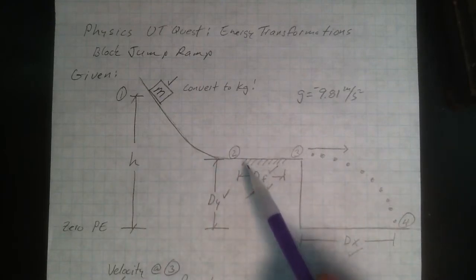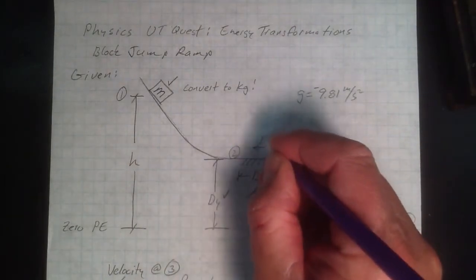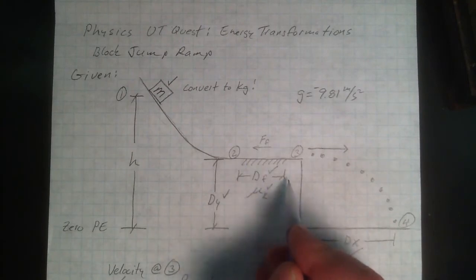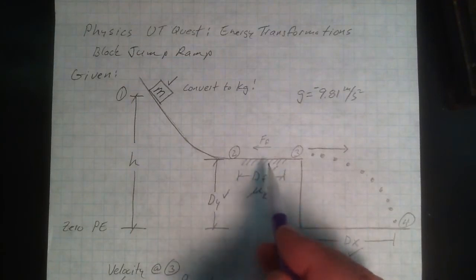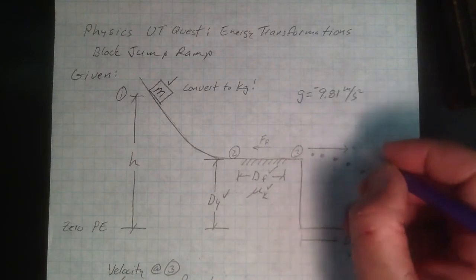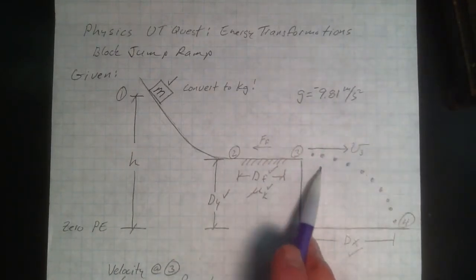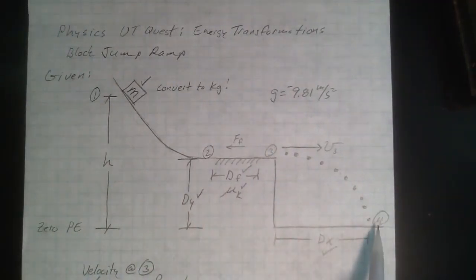Now this part's a little bit tricky. Here, this has friction in it. So I'm going to have a force of friction acting this way over this displacement. So I have some energy removed by the negative work done by friction. It still has some velocity left over, so it flies off this ramp at some velocity, and then I have half parabola projectile motion until I finally impact the ground.